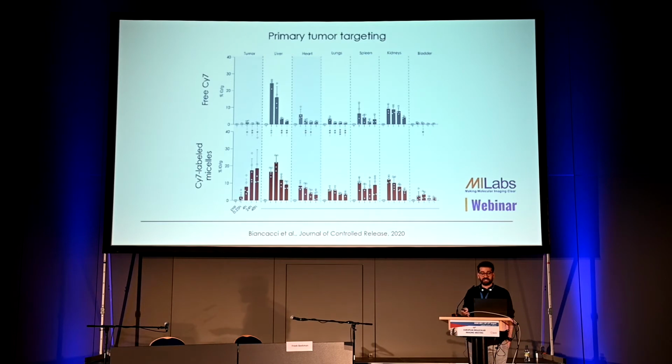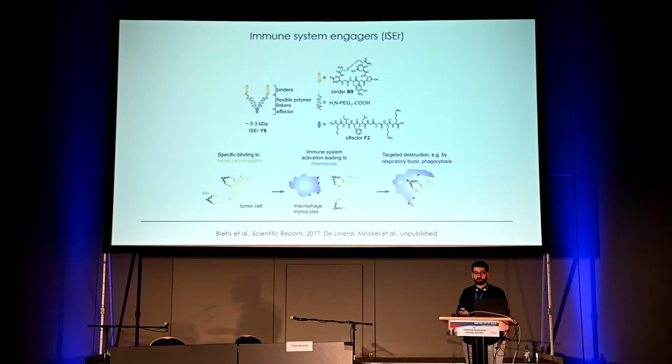We have some further experimental molecules which we don't know how exactly they would behave in vivo. For example, we have this immune system engager, which is a small molecule composed of binders that are meant to target cancer cells. Then they have another moiety that we call the effector. What it does is that as long as this molecule binds to a tumor cell, it attracts phagocytes and then enhances the phagocytosis of those cells.